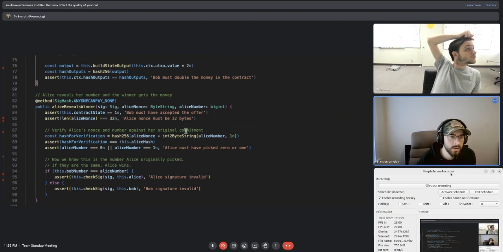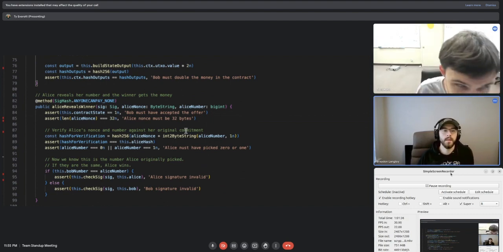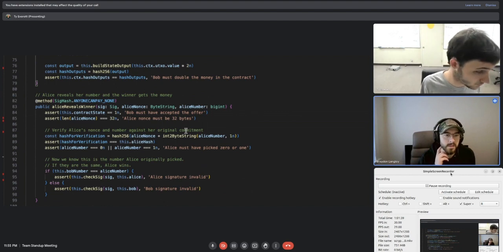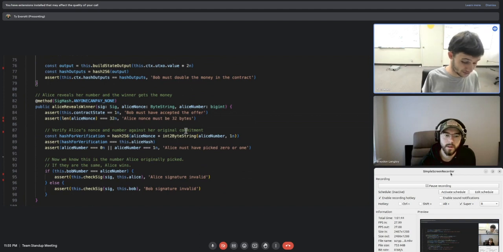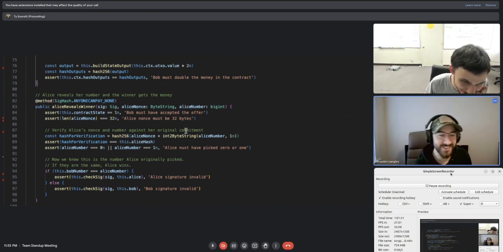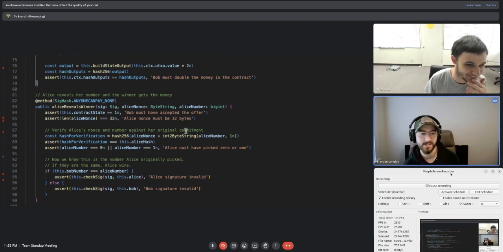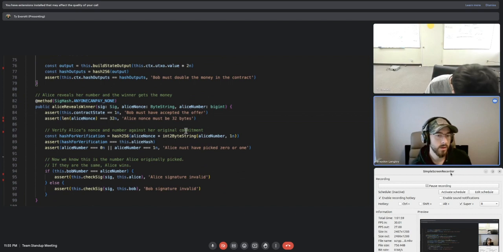So the signature is provided and Alice's nonce. The first assertion is... why are those three parameters going to be provided? We'll see how they're useful down below. Okay. So the contract state is one, which means that Bob must have accepted the offer. So we're not zero, which would be the offer state. And Alice's nonce must be 32 bytes, just to make it more random.